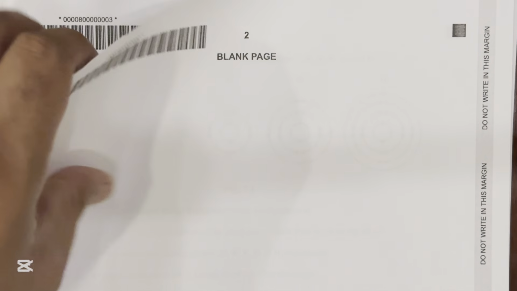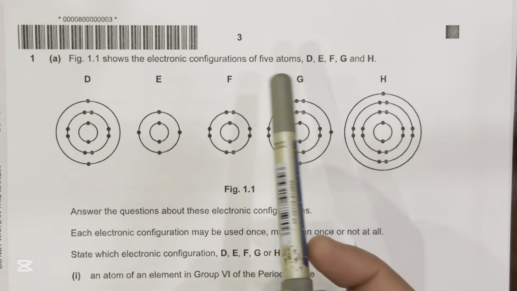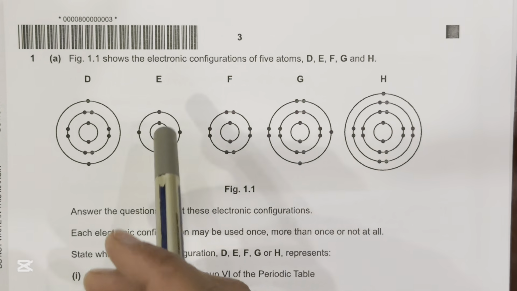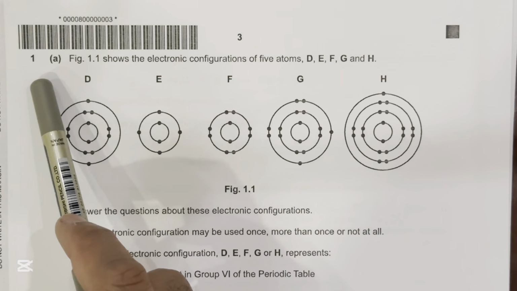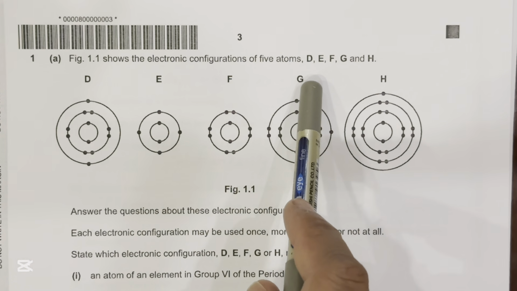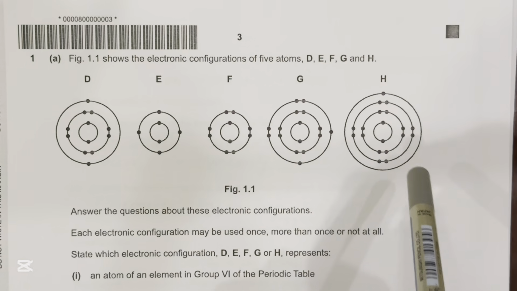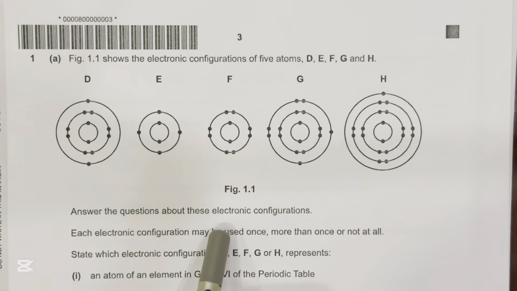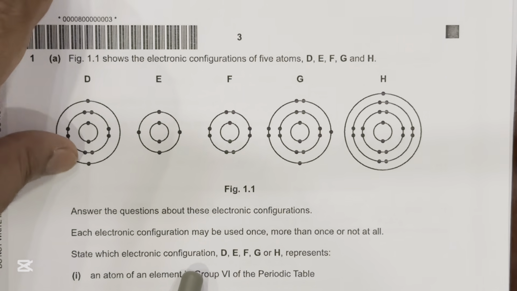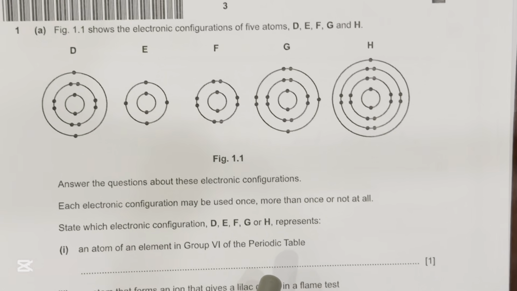Question number 1 is from the topic of atomic structure and some sort of periodic table. Question 1a. Figure 1.1 shows the electronic configuration of 5 atoms D, E, F, G, H. We can see D, E, F, G and H. Answer the question about these electronic configurations. Each electronic configuration may be used once, more than once or not at all.